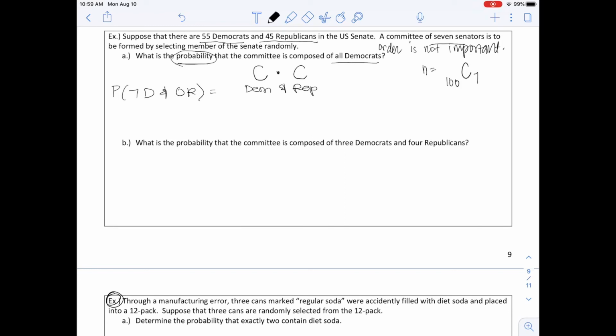So the total number of Democrats that we have here is 55, and I am going to be selecting 7 Democrats. And then the total number of Republicans that we have is 45, and in this problem, I'm selecting 0. I'm going to divide this by N, my sample size, which is going to be 100 choose 7. On your calculator, you can substitute this whole thing in just one shot. Some students like to do it piece by piece and then put that back together that way.